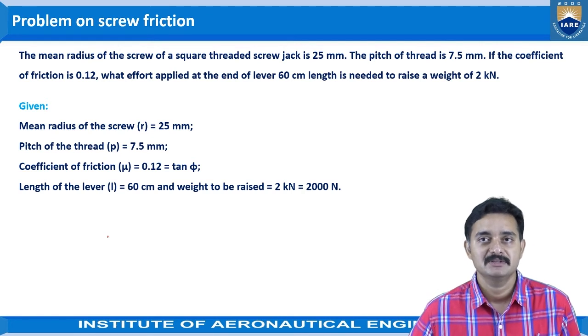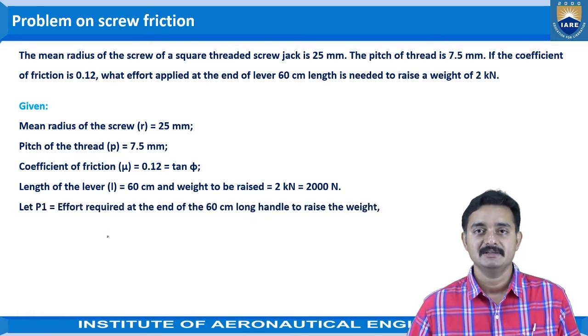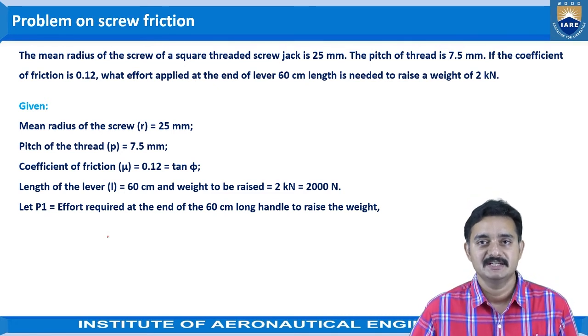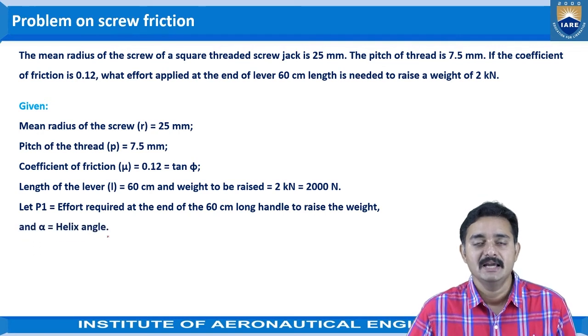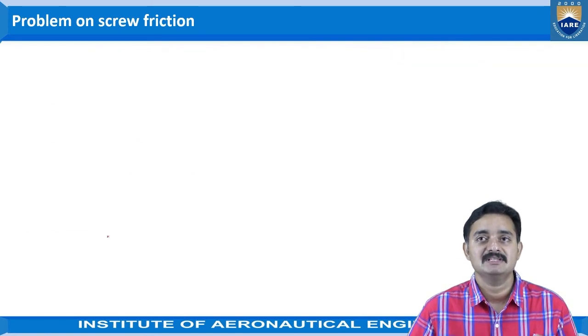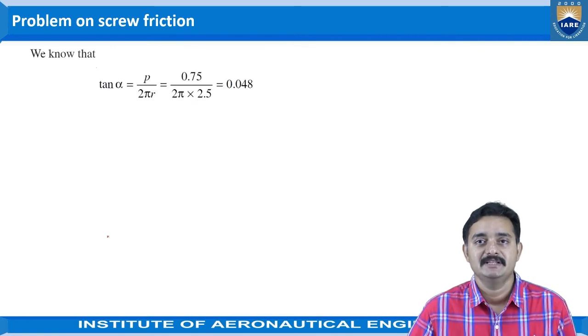From this 60 centimeter, we can convert this to millimeters, as all the units should be in the same standard. So this 60 centimeter can be converted to 600 millimeters. Then the effort, let P1 be the effort required at the end of the 60 centimeter long handle to raise the weight, and alpha is the helix angle. So from this given data, we will be calculating the answer.